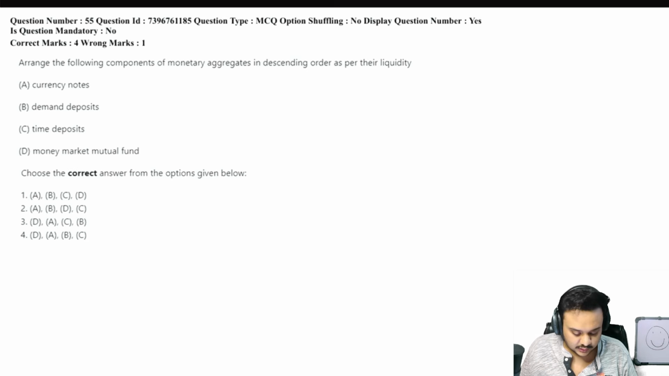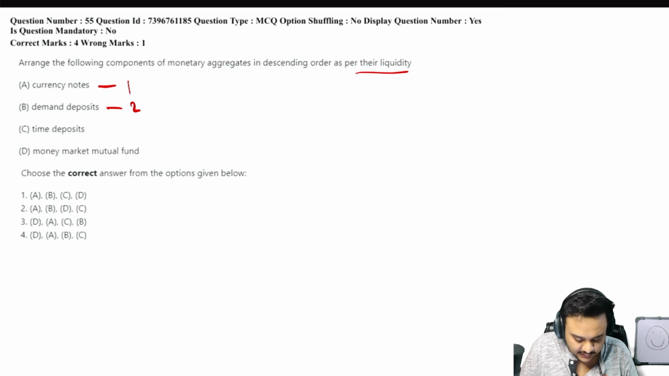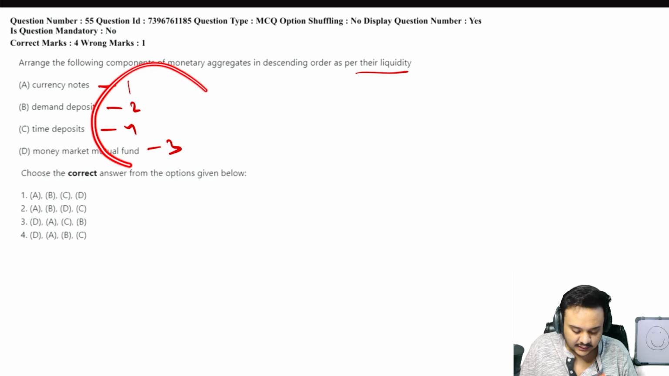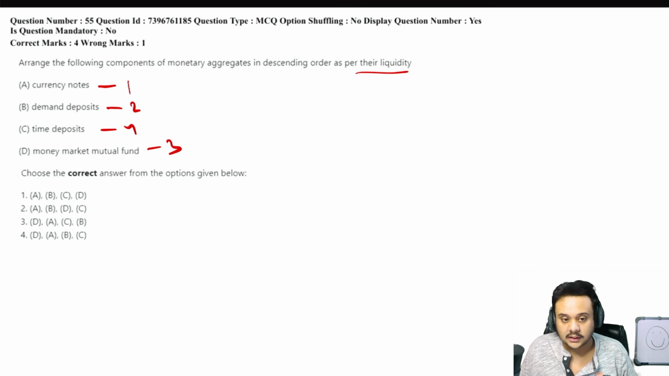So here, obviously, the most liquid one should be first. Then comes this. Then comes this, and time deposits you cannot take out till you reach the maturity period. Otherwise, there is no point of the time deposit. You'll have to break it and you'll get no return on that, right? So that is why your answer should be A, B, D, C.